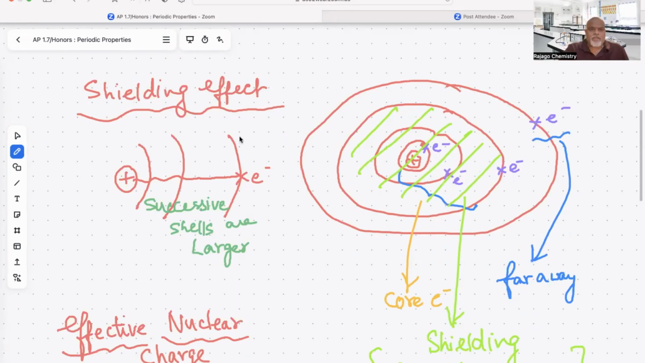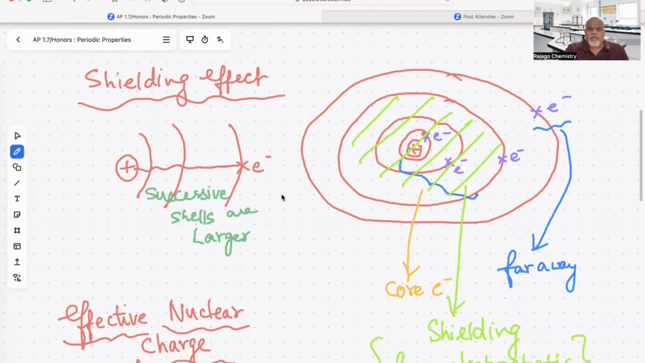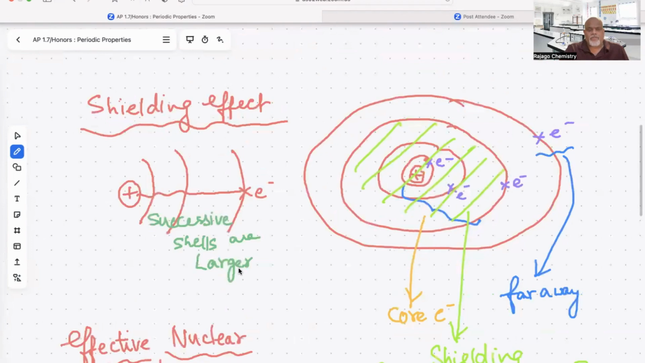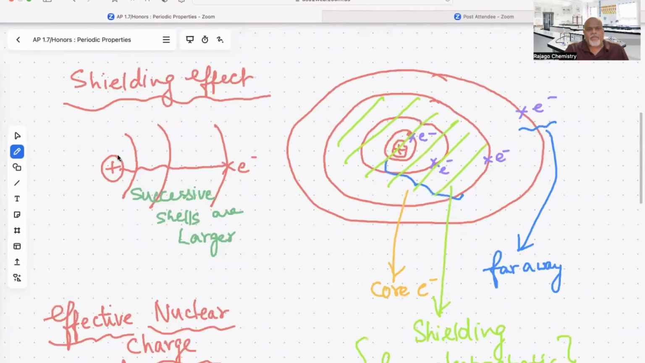The first is called the shielding effect. What is the shielding effect? And the second one is the effective nuclear charge. The shielding effect means that the nucleus is surrounded by several shells, and you have electrons revolving around. These are not perfect circles. The shells expand; the successive shells are larger.